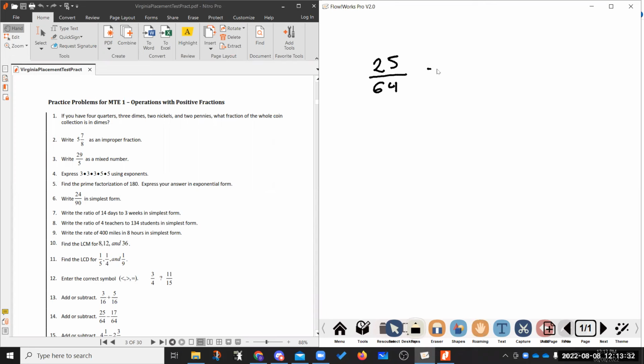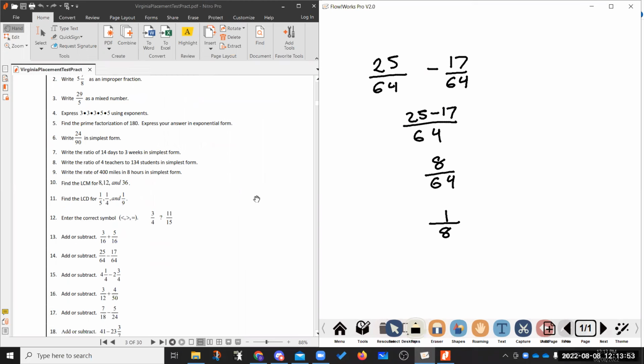25/64 minus 17/64. We're going to write our common denominator of 64 and leave this as 25 minus 17, which is going to give us 8/64. 8 goes evenly into 64 8 times. 8 goes evenly into 8 1 time. And our answer will be 1/8.